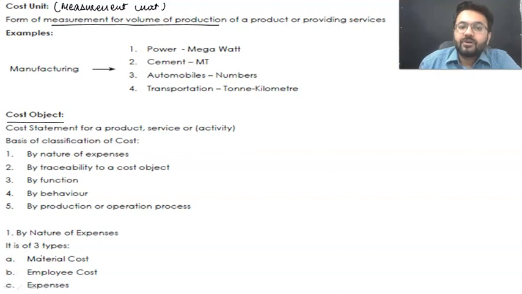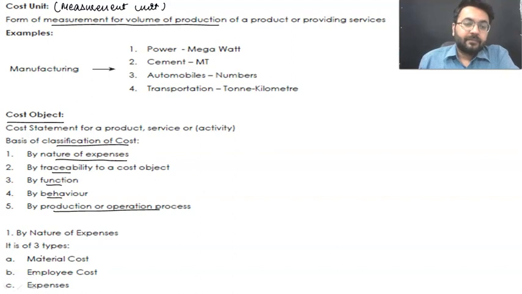Apart from that, next we have cost objects. When it comes to the cost objects, they particularly depend upon the particular cost, or you can say the product or service which you are manufacturing. So the basics of classification of costs are: the very first is the nature of expense. Then the traceability. Then function, behavior, and the last is production and the operation processes.